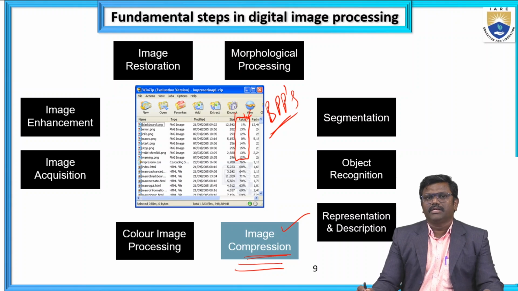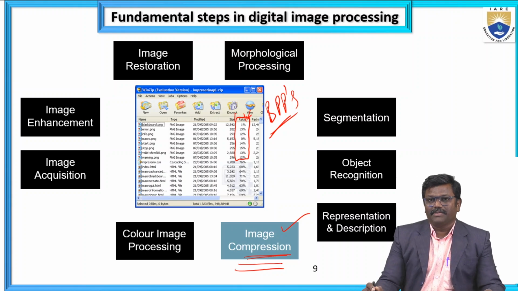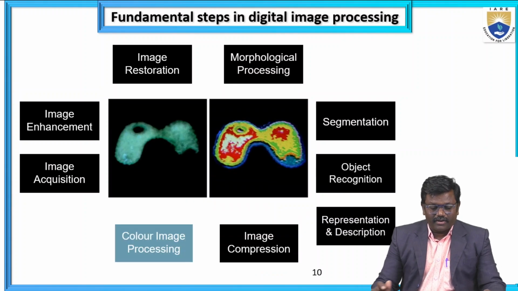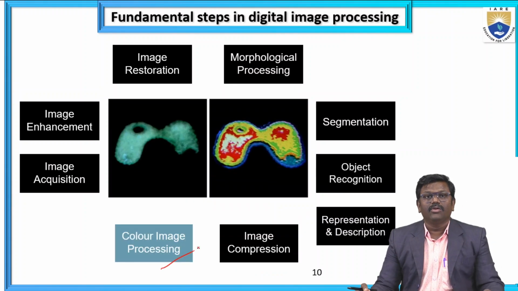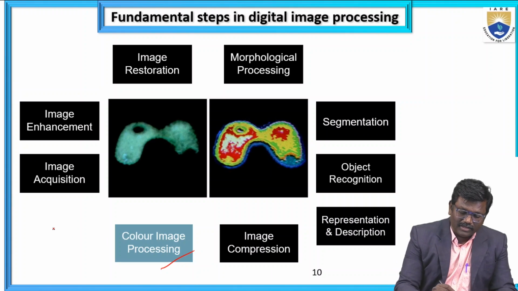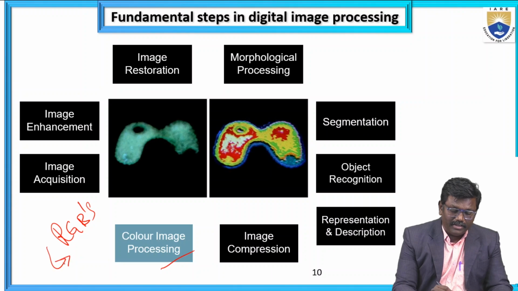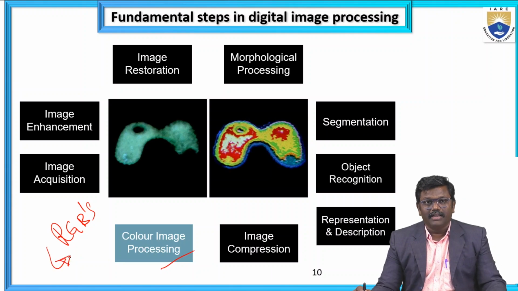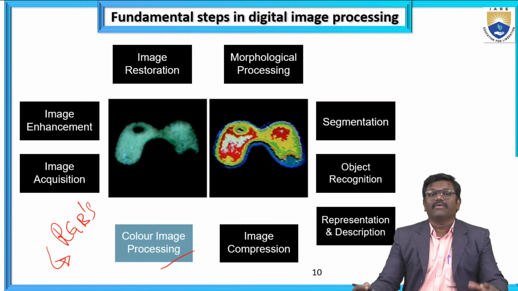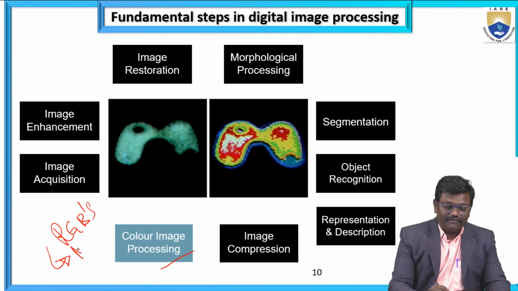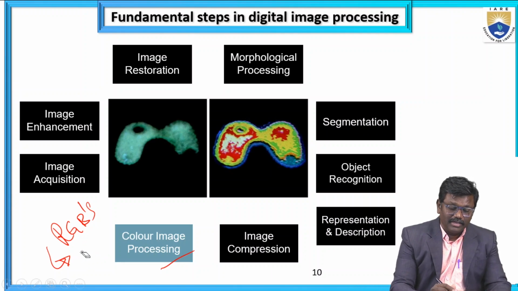We are going to discuss in detail the image compression in the coming classes also. Okay. Next, we are going to have color image processing. The meaning of color image processing is that we are considering RGB, red, green, blue color images, and we convert them into required models. These are different color models. We discussed the CMY color model.